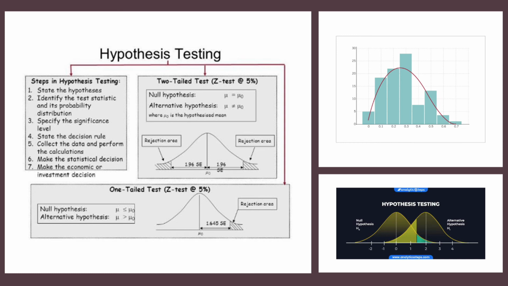Number 5, collect the data and perform the calculations. Number 6, make the statistical decision. And number 7, make the economic or investment decision. It does give examples as a two-tailed test versus a one-tailed test. And then if you look to the top right picture, it's an example of p-value being used. And then the bottom picture, very small, but it shows the differences between null hypothesis and alternative hypothesis.